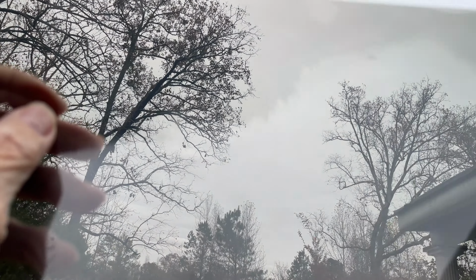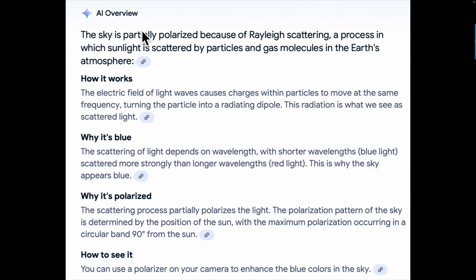Don't think so. I can't see any indication of polarization on this cloudy day like we could on a clear blue sky day. This is an AI overview I got off of Google about why the sky is polarized. And they're saying here it's due to this so-called Rayleigh scattering, a process in which sunlight is scattered by particles and gas molecules in the Earth's atmosphere.